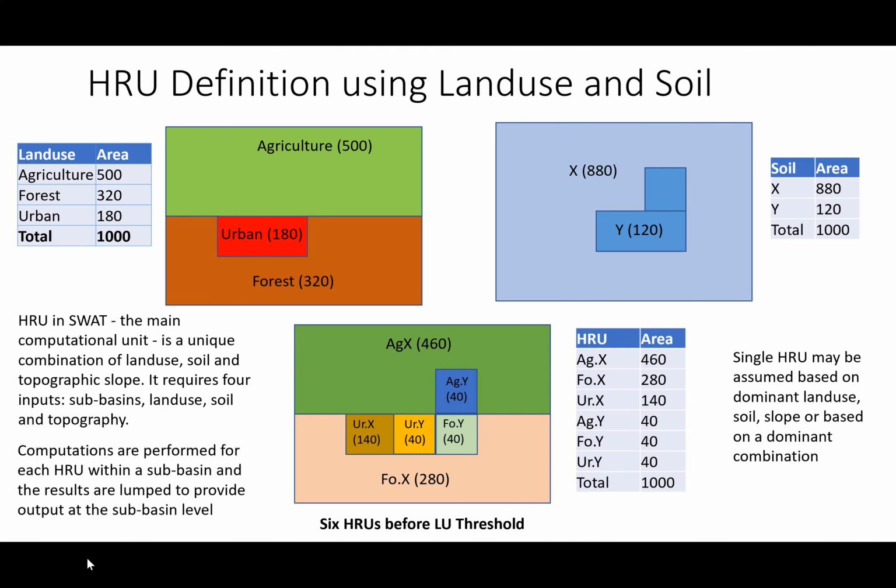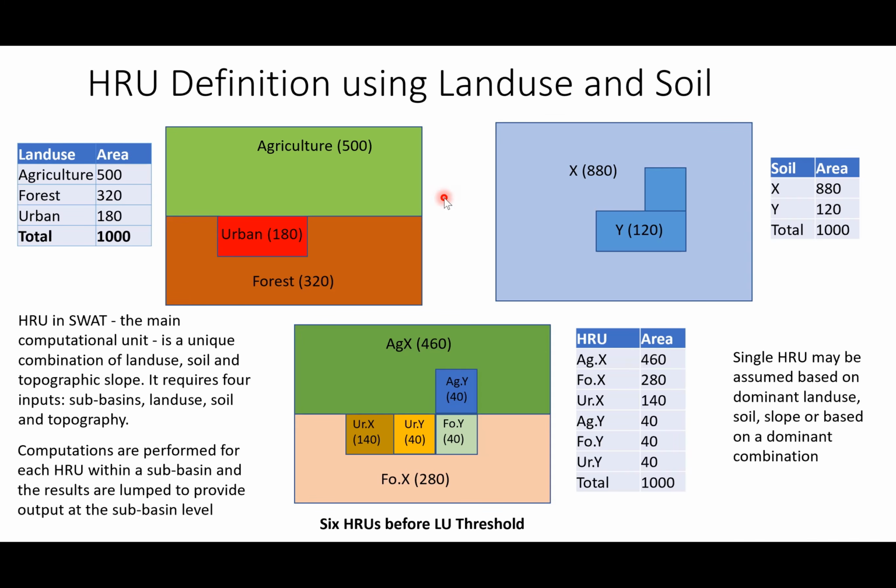So in order to create hydrologic response units, you need land use, you need soil, you need DEM to extract the topographic slope, and since these HRUs are calculated for each sub-basin, you will also need the sub-basin file. So as I mentioned earlier, all the calculations are performed for each HRU within the sub-basin, and the results are then lumped to provide output at the sub-basin level.